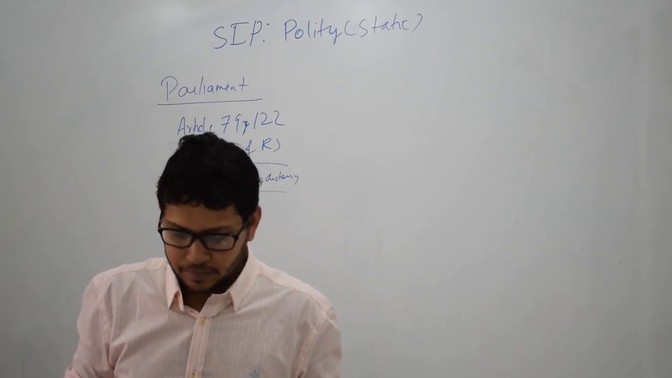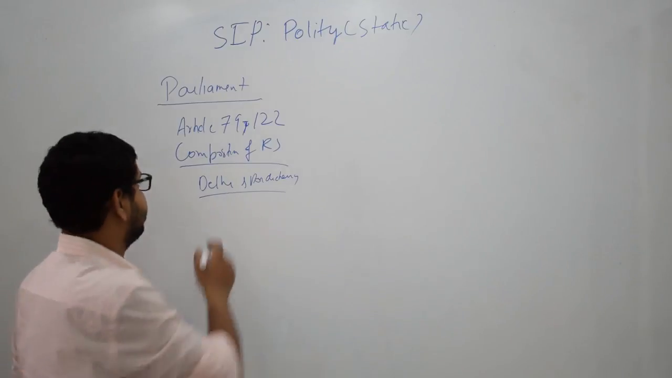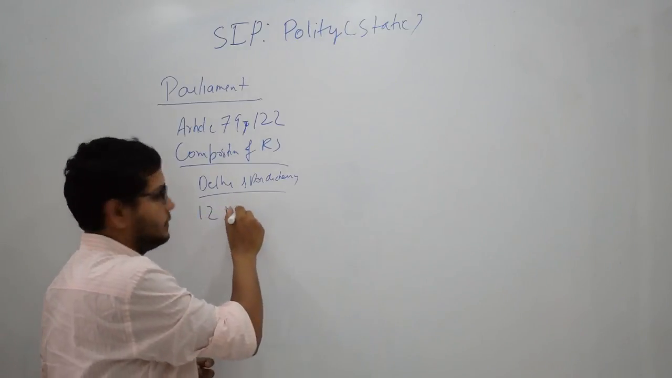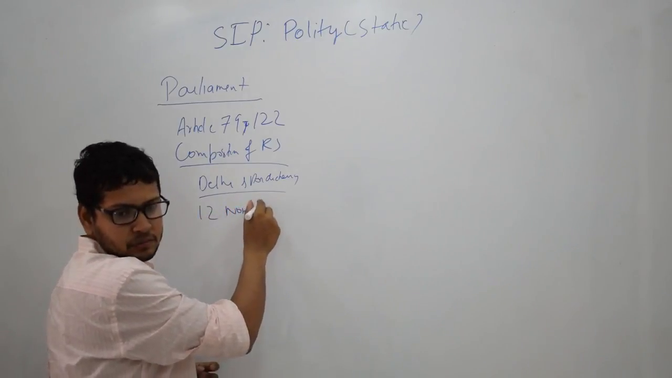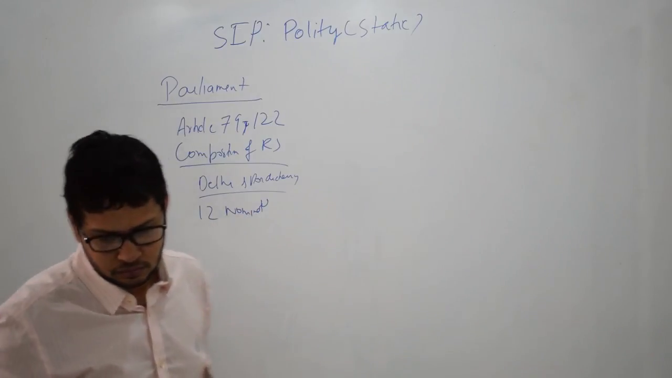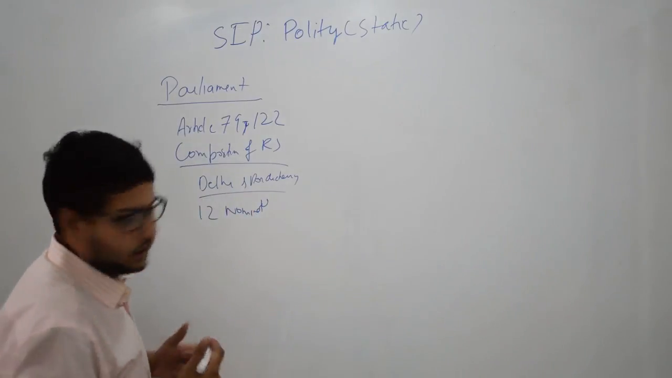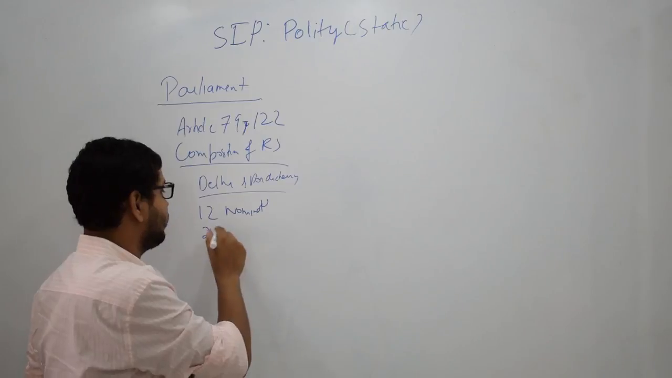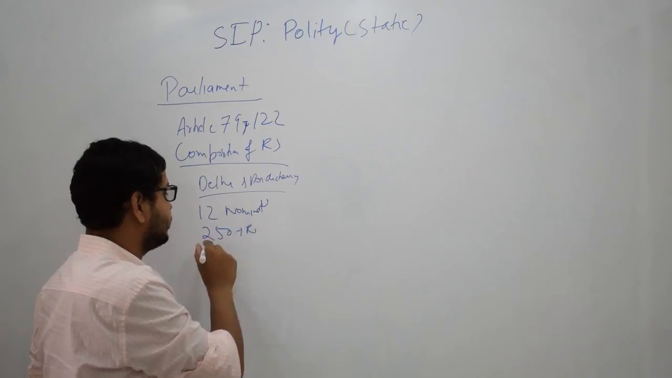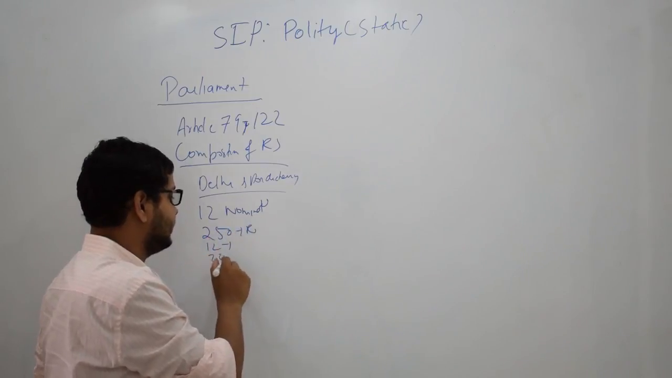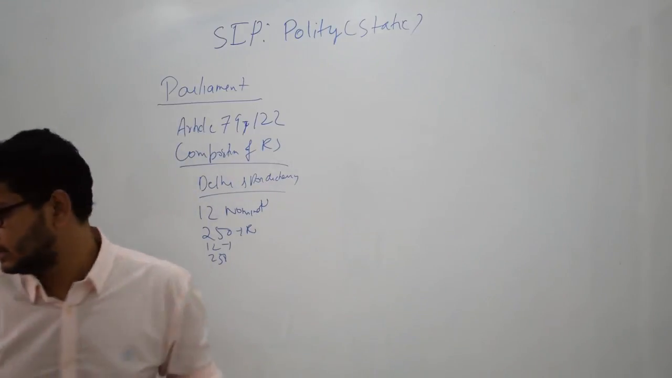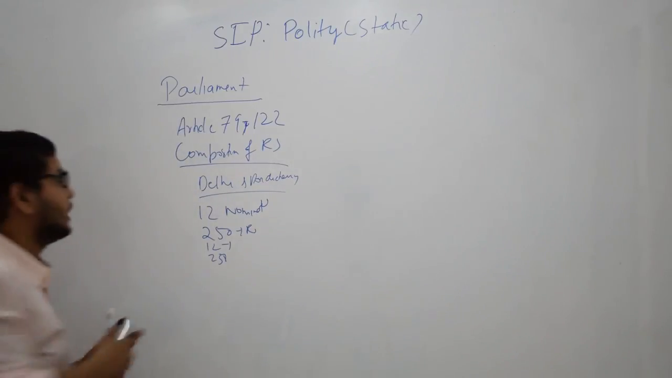Next is nominated members. So in Rajya Sabha we have 12 nominated members. And 250 is the overall strength of Rajya Sabha. Out of them, 12 are nominated and 238 are indirectly elected. Next we come to Lok Sabha.